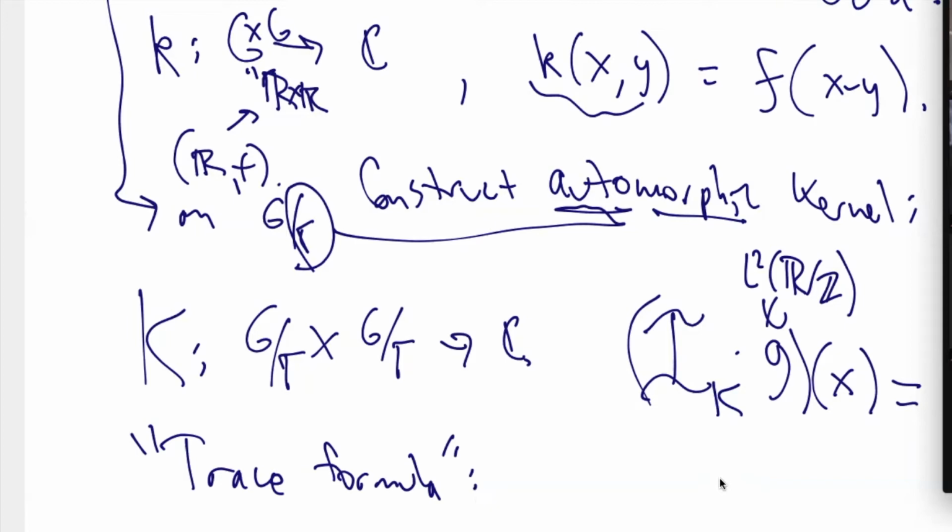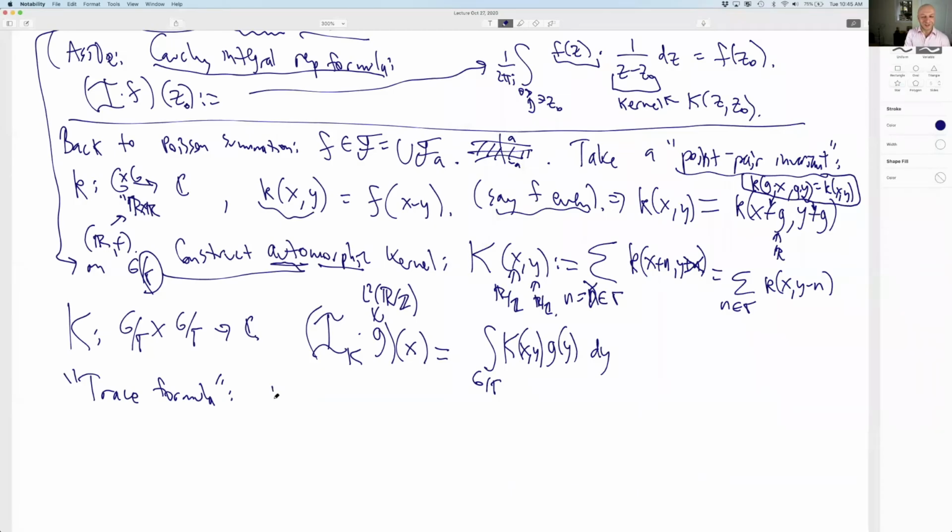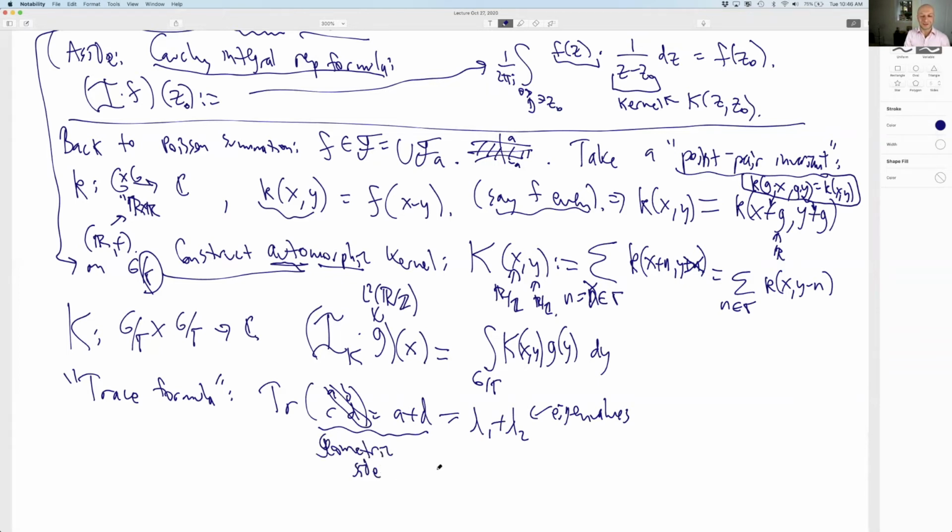The trace formula is that the trace of a matrix on one hand is add the diagonal. On the other hand, it's add the eigenvalues. So this is the geometric side, because it's something about the diagonal, the geometry of what's going on. And this is the spectral side, because it's about the spectrum, the eigenvalues. So there's something similar.